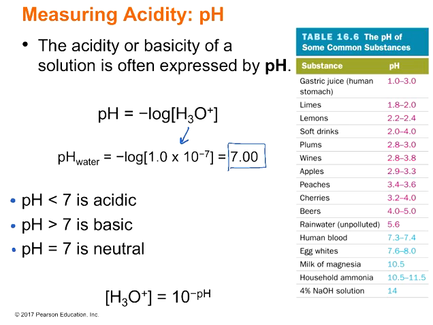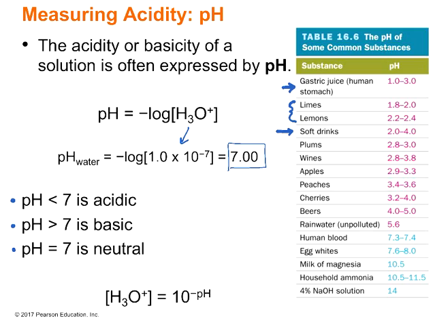Now off to the right, there's a table of pH values for common substances. So your stomach, remember, contains hydrochloric acid. So human stomachs should be pretty acidic, and the pH should be around 1 to 3. Limes and lemons contain citric acid, so we would expect the pH to be less than 7 there, and we can see that it's pretty low. And then soft drinks also contain what's called phosphoric acid, and then also carbonic acid. So the pH is also less than 7 for soft drinks.